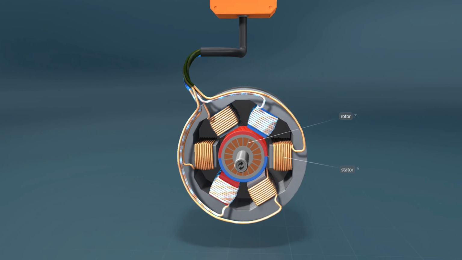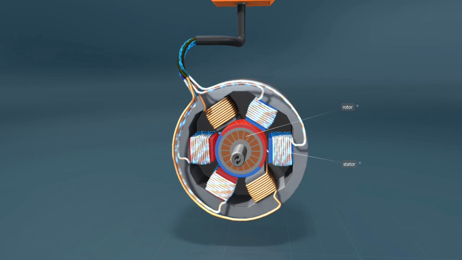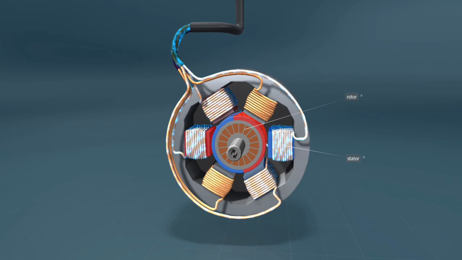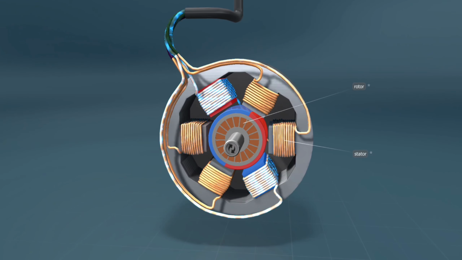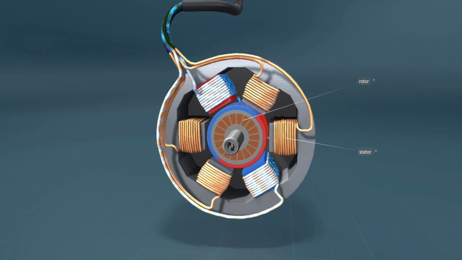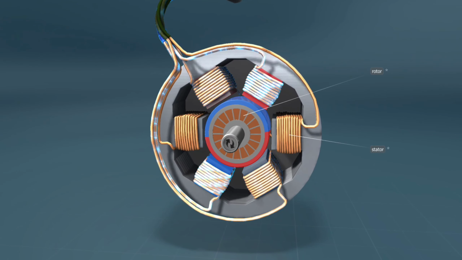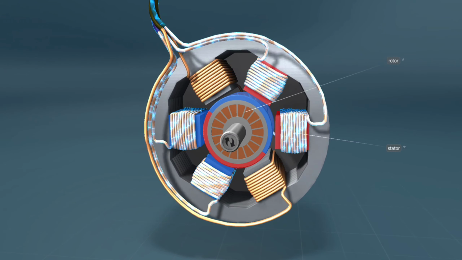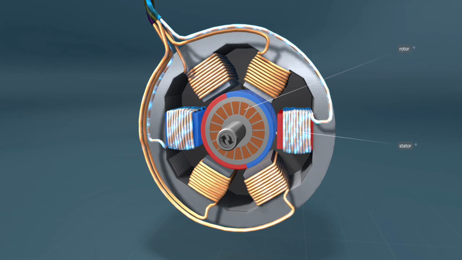The alternating current in the coils of the stator does not flow in the same phase, so a rotating magnetic field is generated around these coils. This rotating magnetic field induces an electric current in the rotor. The induced electric current creates another magnetic field around the rotor. The two magnetic fields interact with each other, so the rotor tries to align itself with the external magnetic field.